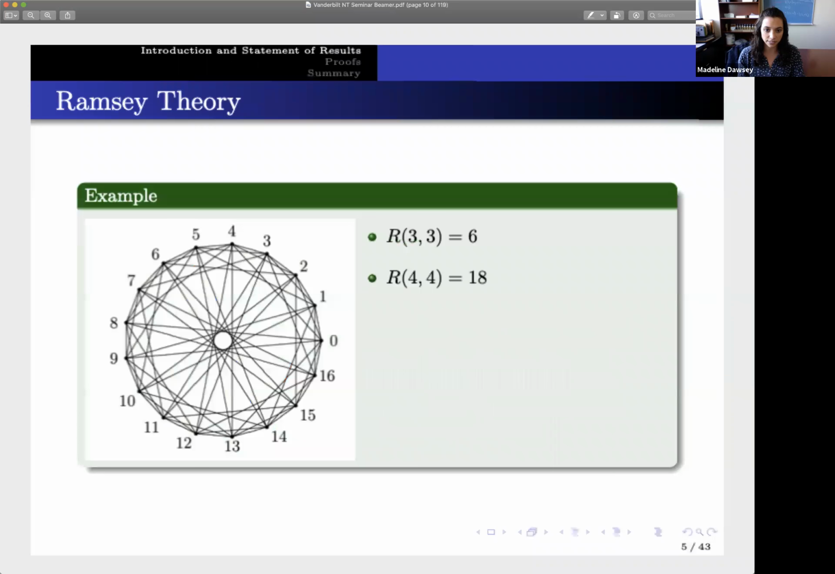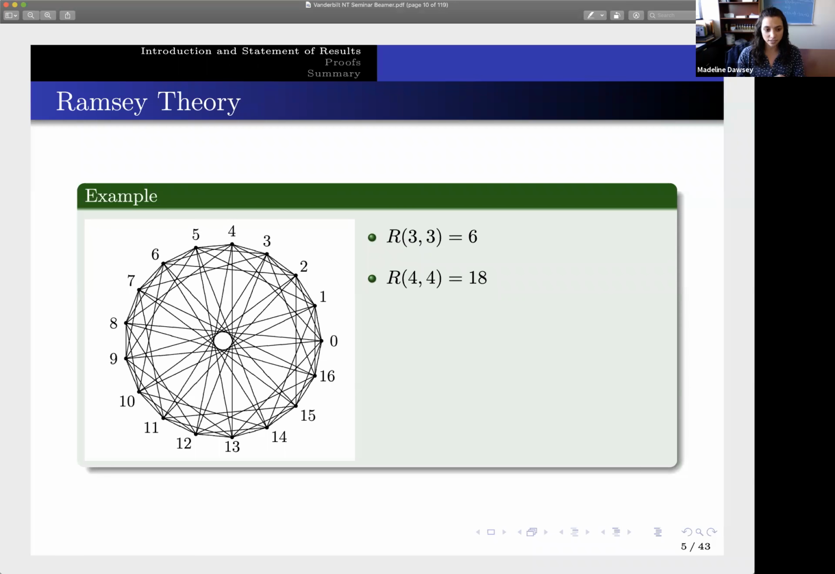All right, so let's look at another example. R of 4, 4, that's looking for the smallest number of vertices you need, so that you have either a complete subgraph of order 4 that's red or a complete subgraph of order 4 that's blue. So complete subgraphs of order 4, those are 4 vertices, and so you have all the edges between them. So you have a square, and you also have the diagonal pieces. And so it's been proven that R of 4, 4 equals 18. If you have any less than 18 vertices, then it's possible to find a graph that doesn't have a complete subgraph of order 4 that's red or a complete subgraph of order 4 that's blue.